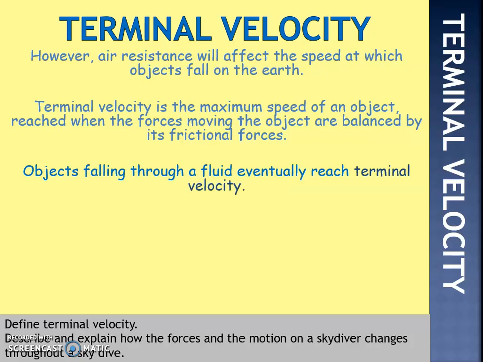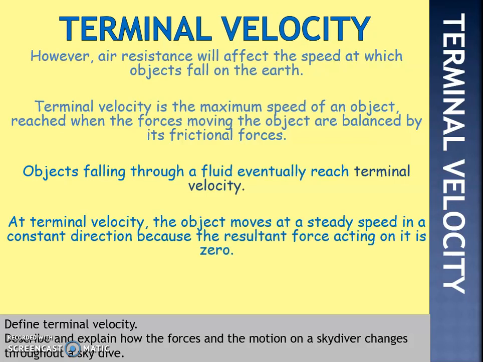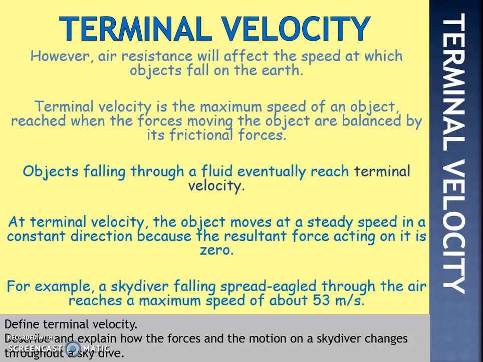Objects falling through a fluid eventually reach a terminal velocity. And at terminal velocity, the object moves at a steady speed in a constant direction, because the resultant force that acts on it is zero. It's not speeding up, it's not slowing down. So a skydiver falling spread eagled through the air reaches a maximum speed of around 53 meters per second. That would be their terminal velocity.